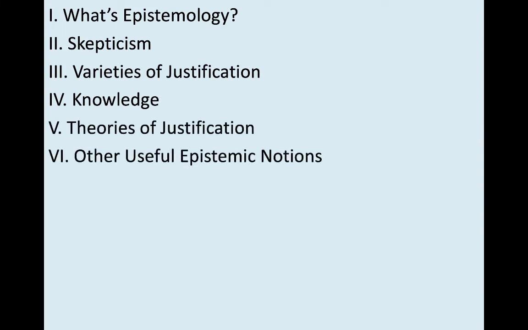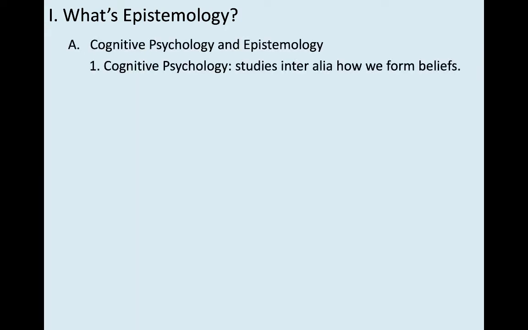Okay. So here's an outline of all the different things that we're going to do. We're going to start off by talking about what epistemology is. And as I said, we're going to use that little puzzle that you just attempted in order to illustrate what epistemology is. So start off with the distinction between cognitive psychology and epistemology.